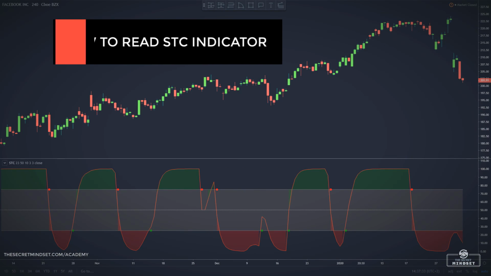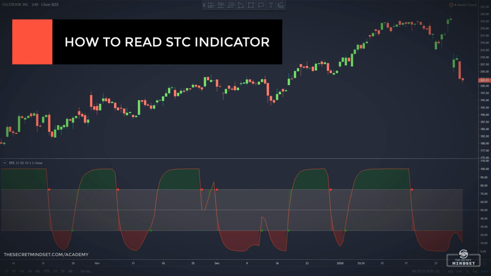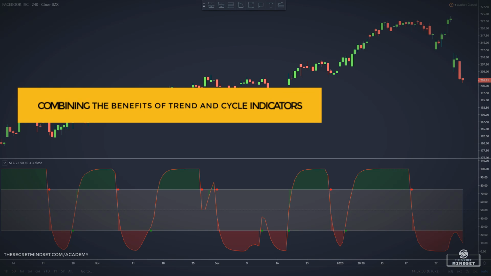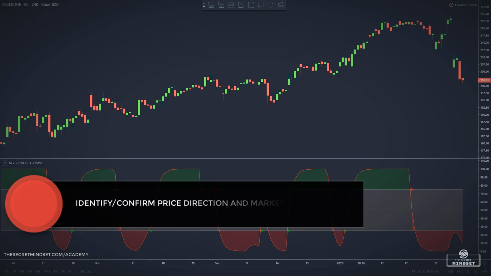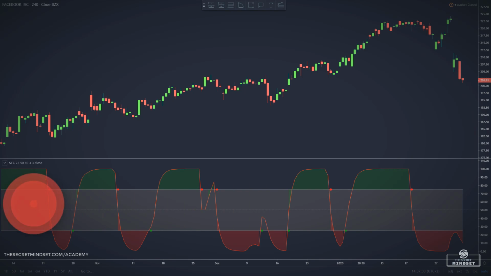So how does it work? The main idea behind this oscillator is to combine the benefits of trend and cycle indicators and minimize their drawbacks, such as lags or false signals. The main goal of the STC is to identify or confirm price direction and market turning points. Here is how to understand its readings. There are two thresholds, 25 and 75.